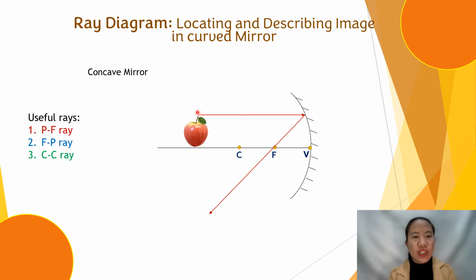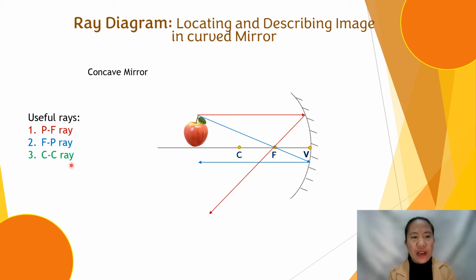So, from the tip of the object, the ray will pass through the focal point until it hits the mirror, and then gagawa tayo ng P or parallel ray. Okay. I hope you get that.